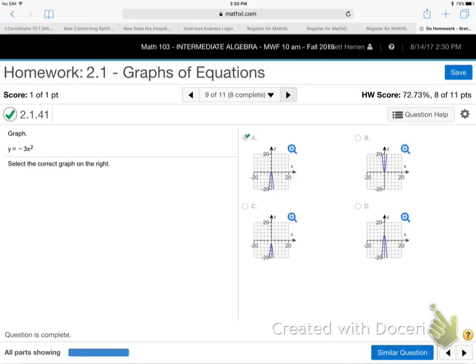Let me show you what I'm talking about. So they're giving me y equals negative 3x squared. So they want me to graph it. That's going to be a U-shape. You can tell from all the multiple choice answers already. You're looking at them. They're all U-shape answers.